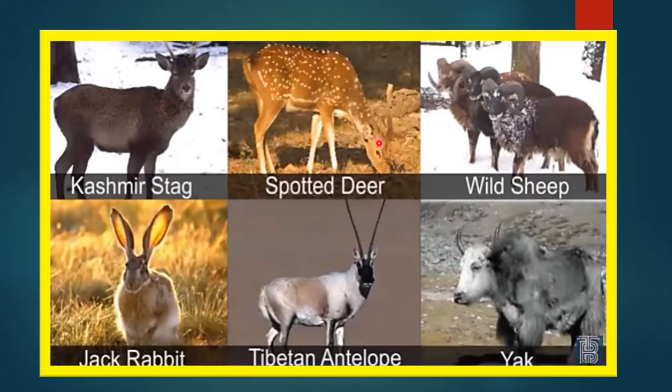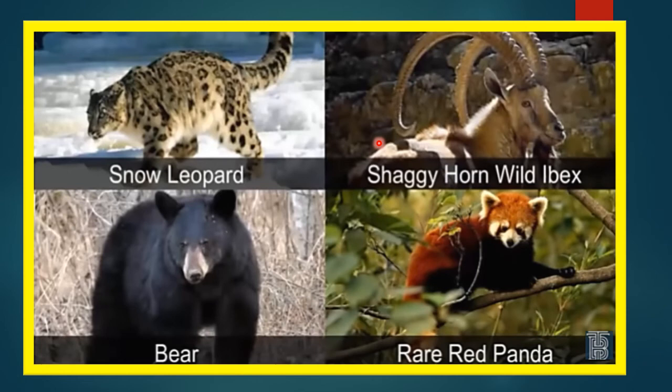The most common animals that are found in these forests are Kashmir stag, spotted deer, wild sheep, jackrabbit, Tibetan antelope, yak, the snow leopard, shaggy horn, wild ibex, bear, and rare red panda.